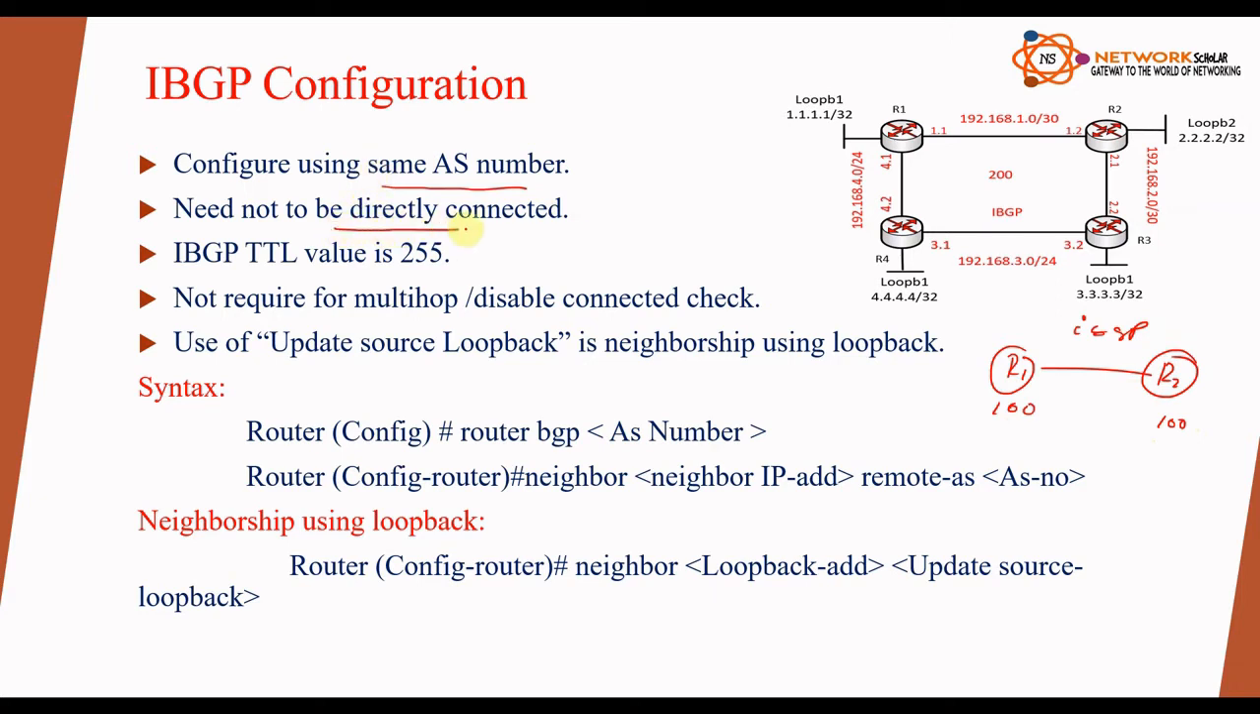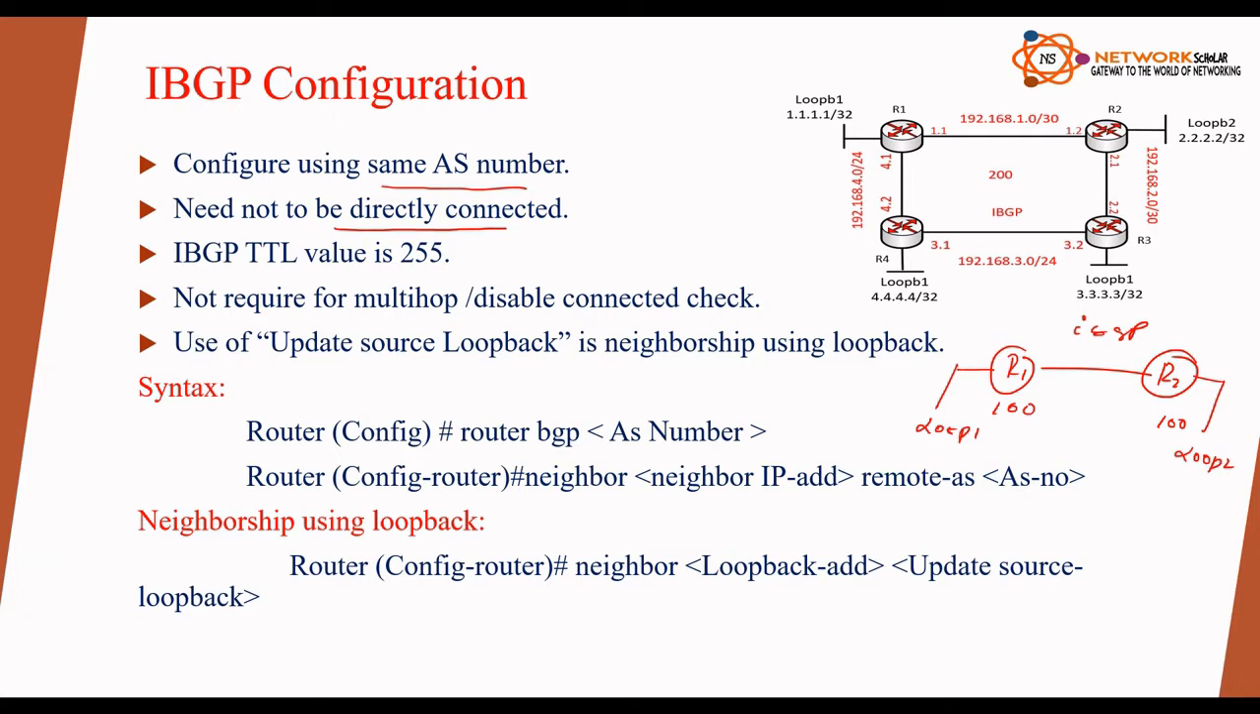iBGP need not be directly connected. It means we can configure the neighborship in iBGP over the directly connected link that we have right now between R1 and R2, and we can also set up a neighborship between indirectly connected links. Let's say loopback 1 and loopback 2. There is no hard and fast rule in terms of iBGP that it has to be directly connected. If you remember, for eBGP, there was a rule that first of all it has to be directly connected.